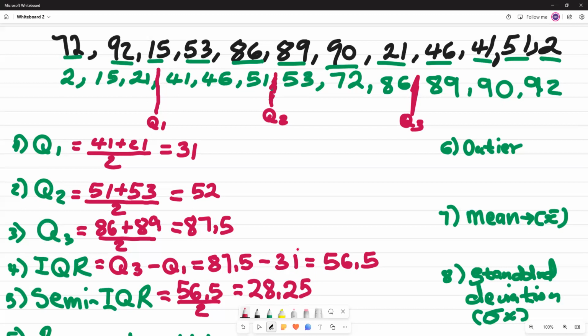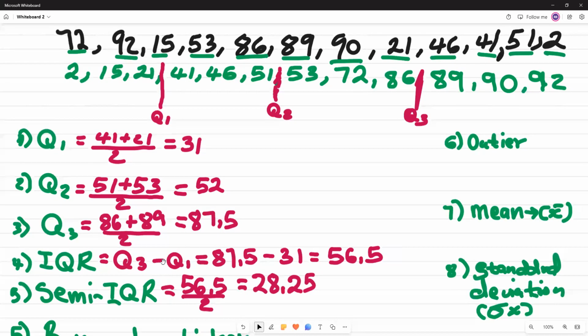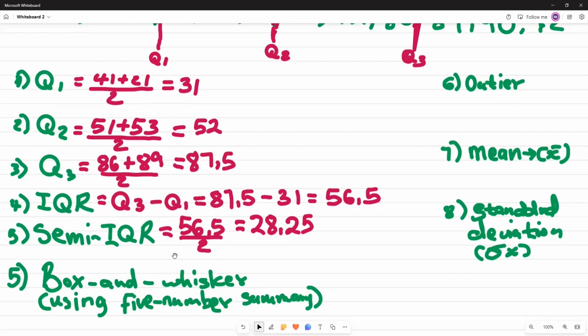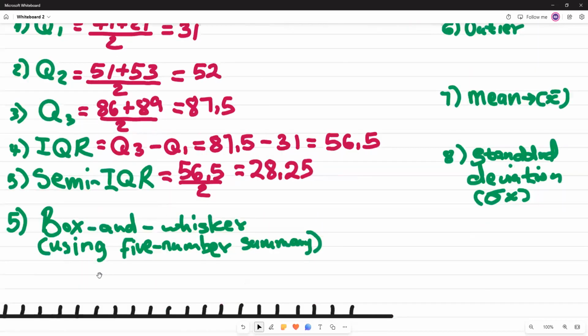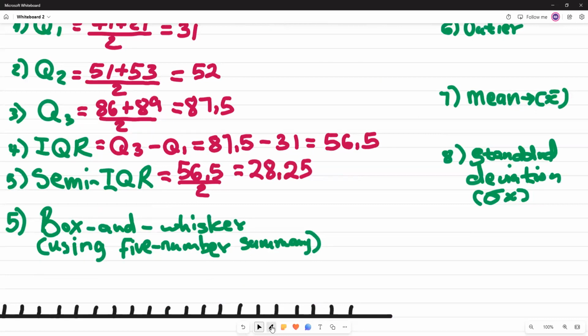Perfect. So now we need to draw. Let's see here. They want us to draw a box and whisker diagram. For us to draw a box and whisker, we need the 5-number summary. The 5-number summary is basically your minimum value, our maximum value, our Q1, our Q2, and our Q3.